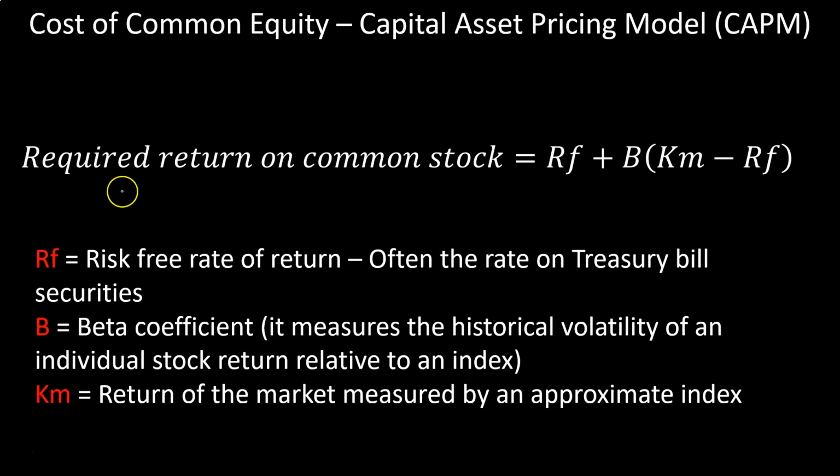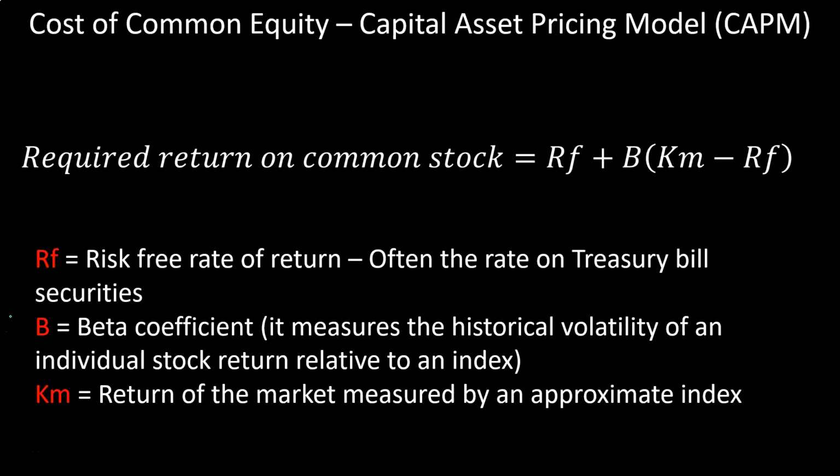Another method we could use for the cost of common equity is the capital asset pricing model, otherwise known as CAPM. We're not going to go into a lot of practice problems on the calculation here, but just keep in mind this model as well. We might talk about it in future presentations. It's going to be reliant on more market-based information. So the required return on common stock is equal to RF plus B times (KM minus RF), where RF is equal to the risk-free rate of return. That's kind of like our baseline there, which is often the rate on the treasury bill securities, which is where you can find that rate.